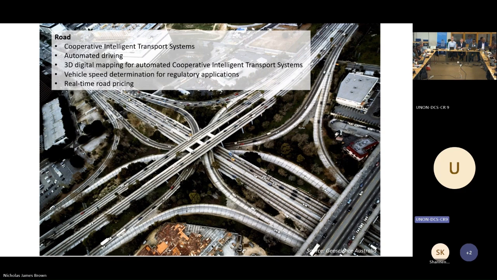And here's some examples around the road sector. Cooperative intelligent transport systems are growing around the world with the need for things like 3D digital mapping, for automated cooperative systems, vehicle speed determination for regulatory compliance, real-time road pricing. This is happening in a range of different countries.